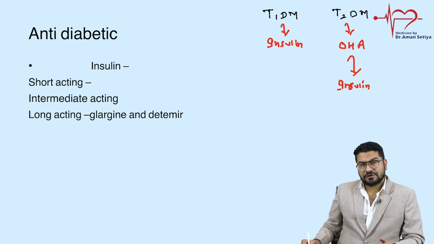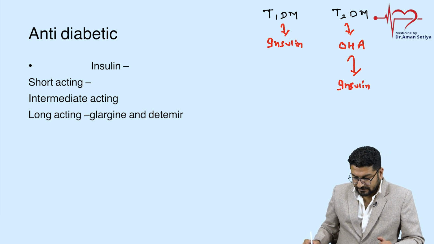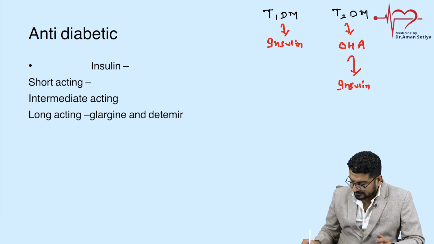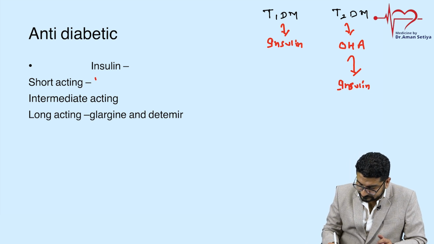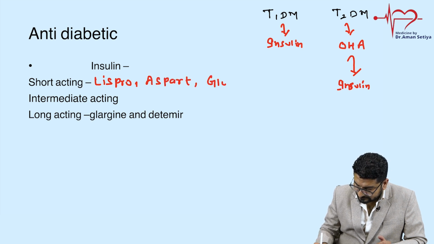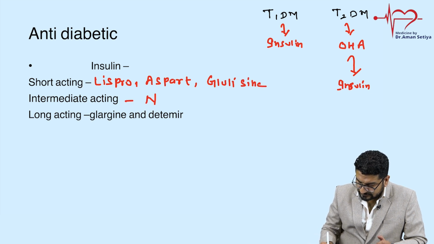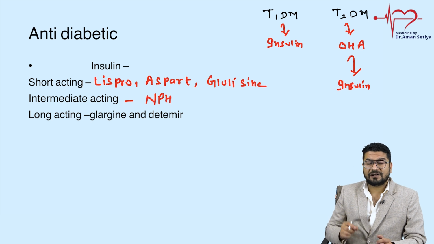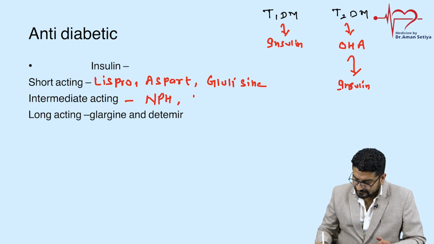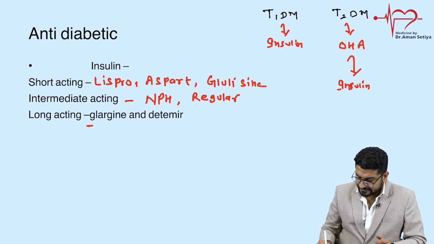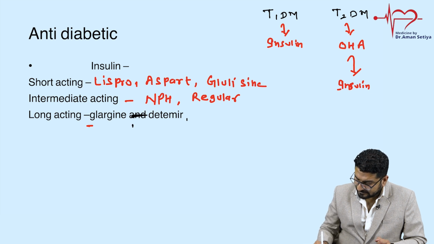So based on the duration of action, we can have a short-acting insulin, intermediate-acting and long-acting. Short-acting insulin, we can have like Lispro, Aspart, Glulisine. Intermediate acting will include NPH. So sometimes they ask full form of NPH. It is neutral protamine Hagedorn, and regular insulin. Then long acting we have Glargine, Detemir. There is one more, Degludec. Glargine, Detemir, and Degludec.